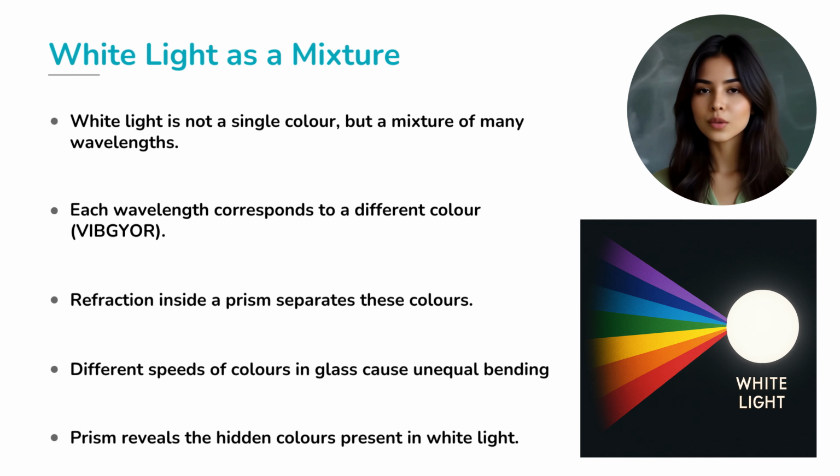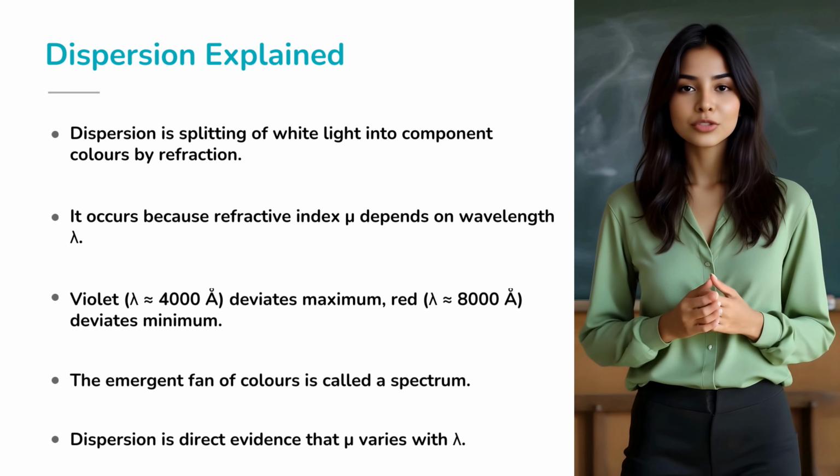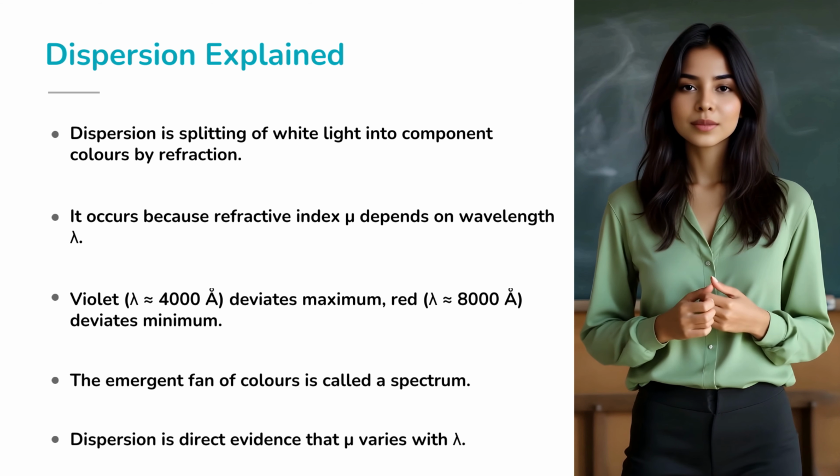Violet, indigo, blue, green, yellow, orange, and red, VIBGYOR, all travel together in air at the same speed. But inside glass, each one behaves differently, like sprinters running on different tracks. This unequal speed is the key to their separation. This brings us to a magical phenomenon called dispersion.